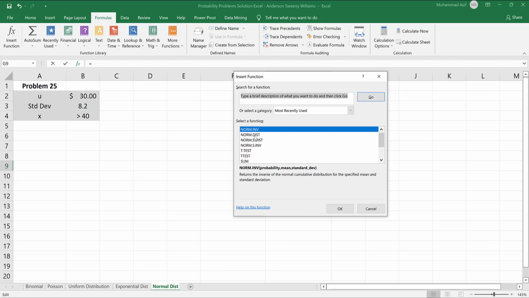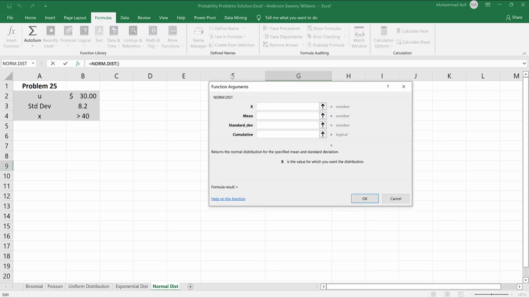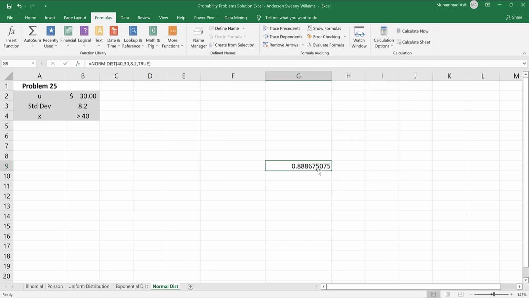So for example, let's say we click on normal distribution, NORM.DIST, and you see it gives us all those options. In our case, x is 40, mean is 30, standard deviation is 8.2, and cumulative, yes, cumulative. Over here you can write true or 1, it's the same. When I enter 1, it gives me this value, 0.88867, or I can also write true and it still gives the same thing. You can click OK, and that gives this probability.